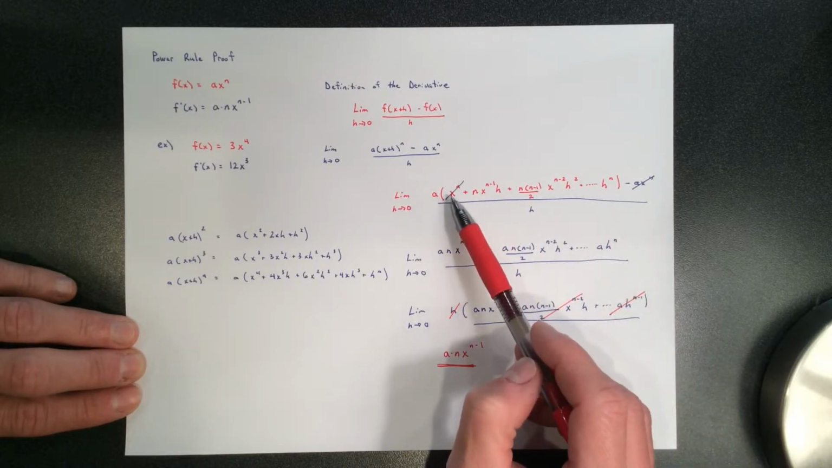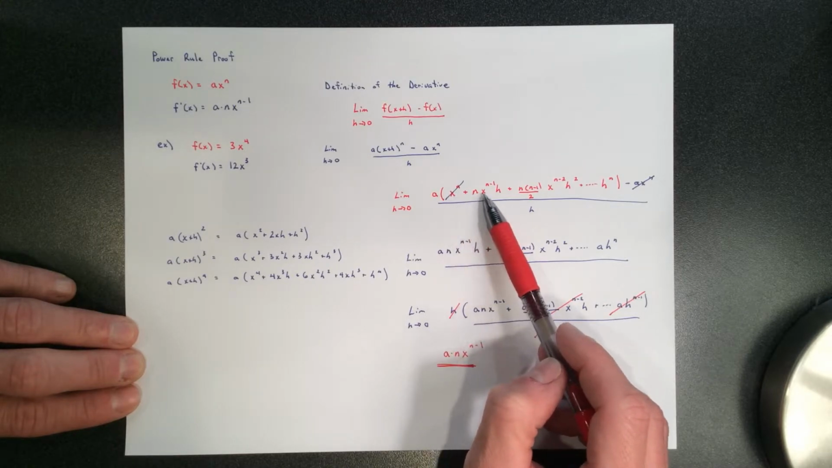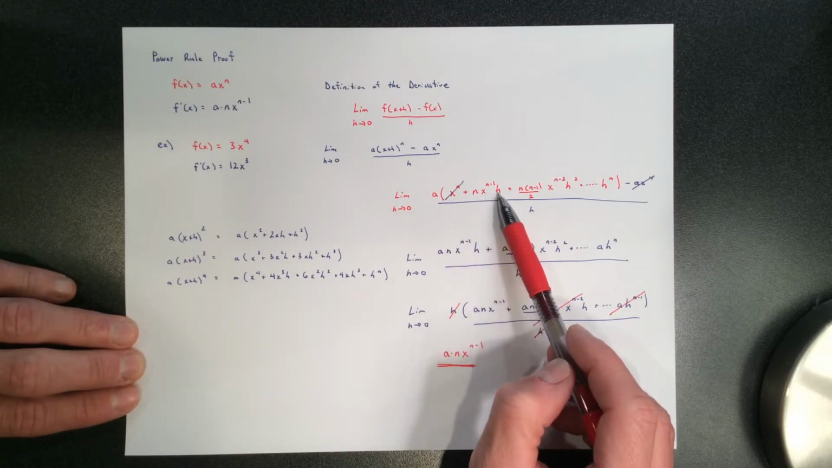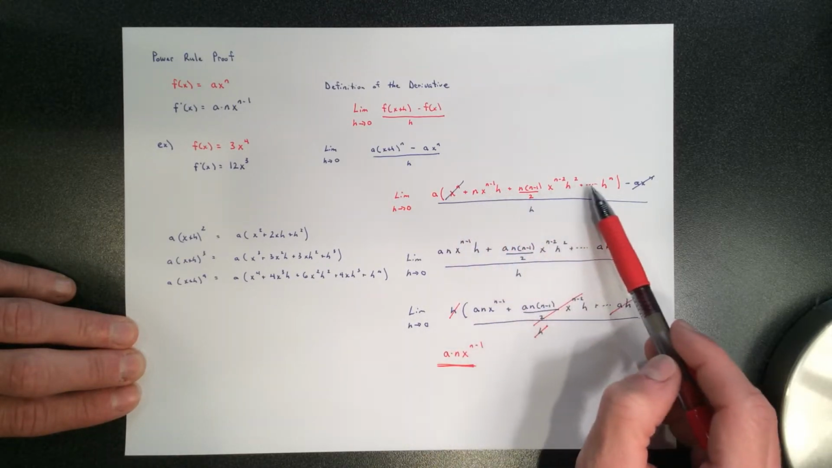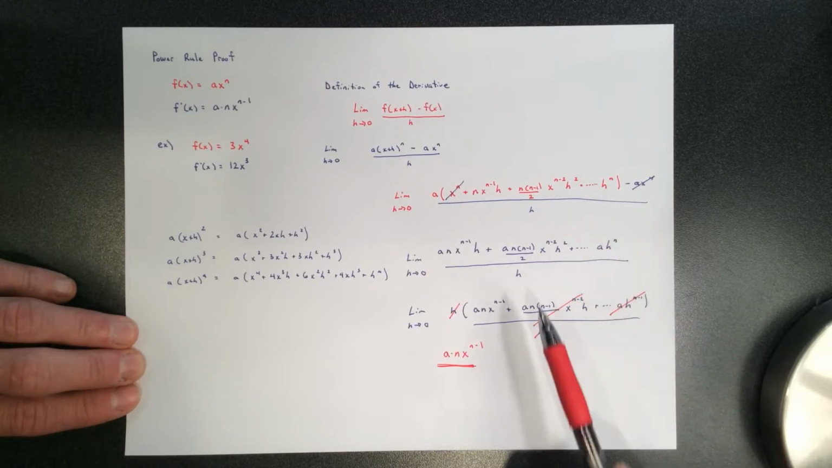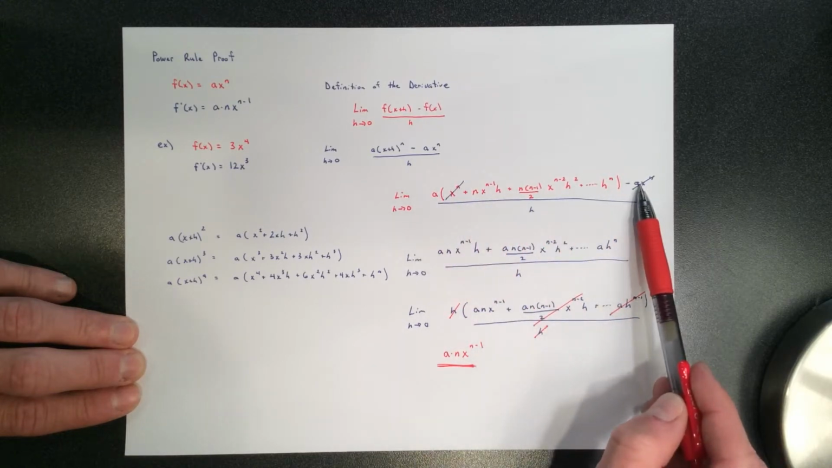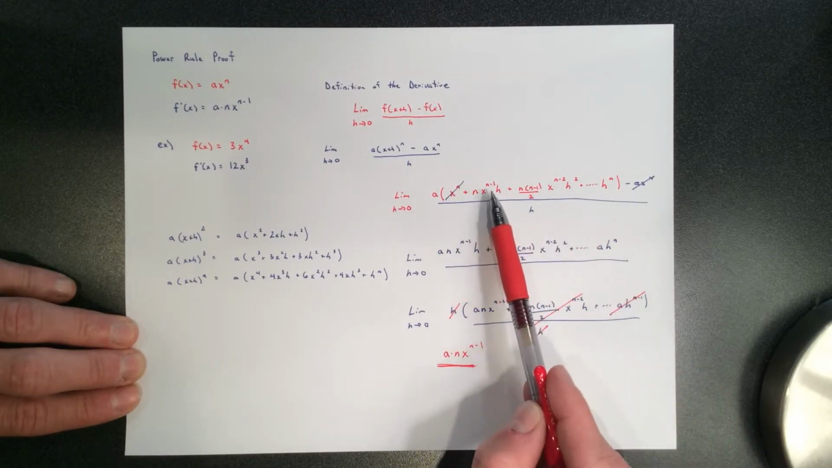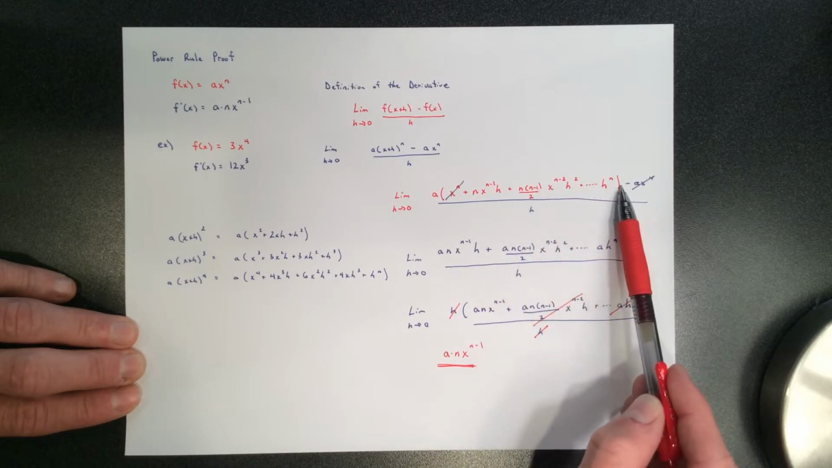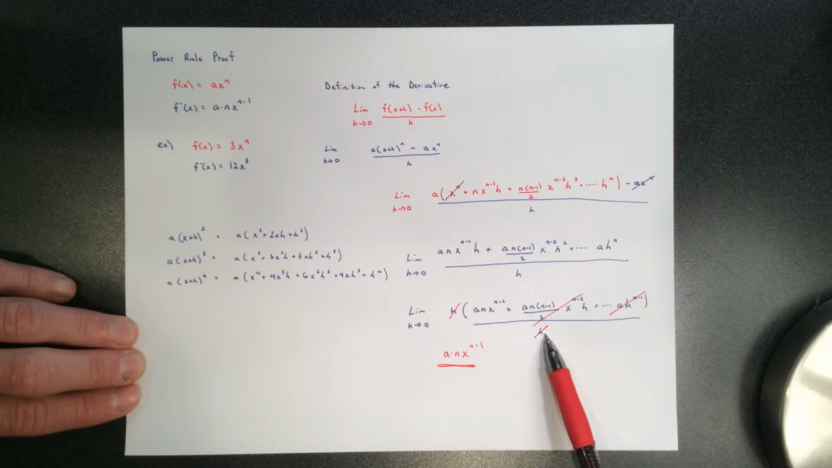See how it's symmetrical? This is x to the n with no h's, and we keep getting one less x and one more h. And then we keep going down, and the very last term doesn't have an x and has all the h's. Okay? And what we could do is that this lead term cancels. We can factor out an h from all of these terms that are left, which is what I did here. And we can cancel the h in the denominator.